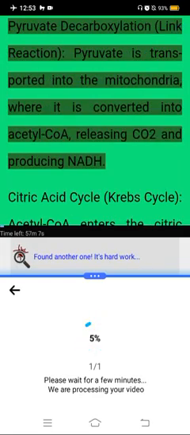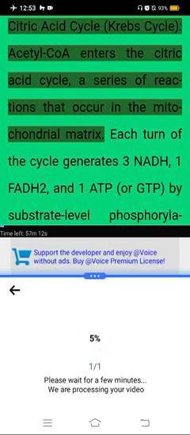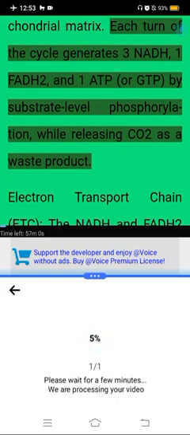Pyruvate decarboxylation, the link reaction: pyruvate is transported into the mitochondria, where it is converted into acetyl-CoA, releasing CO2 and producing NADH. Citric acid cycle, Krebs cycle: acetyl-CoA enters the citric acid cycle, a series of reactions that occur in the mitochondrial matrix. Each turn of the cycle generates 3 NADH, 1 FADH2, and 1 ATP or GTP by substrate level phosphorylation, while releasing CO2 as a waste product.